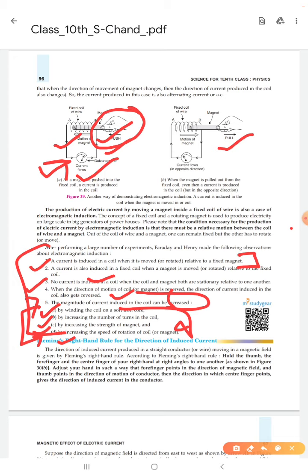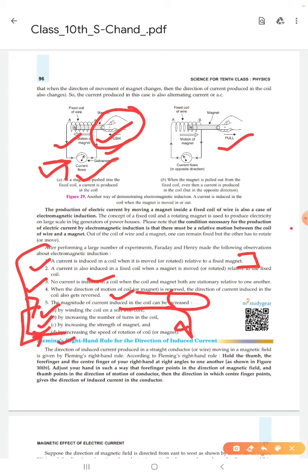If we increase the winding of the coil on a soft iron core, there would be more induced current. If we increase the number of turns in the coil, the strength of the magnet, and the speed of rotation of the coil, there would be more induced electric current. So these are important points related to these demonstrations.